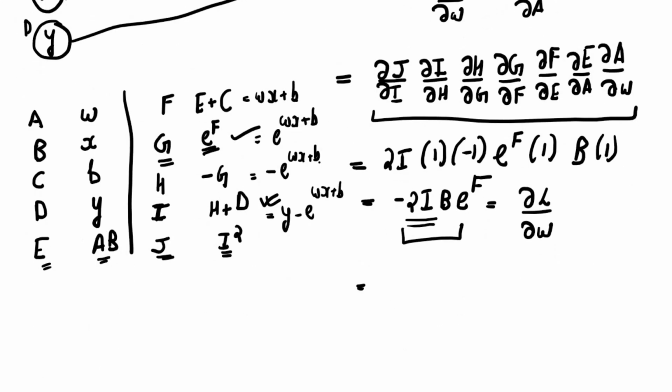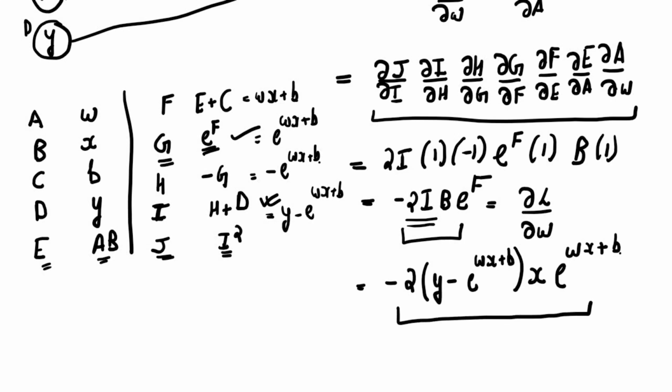The negative sign will remain as it is, and twice will be there. I take the value of I, which is y minus e raised to wx plus b. This is understandable. B is equivalent to x, and e raised to F is something which is over here, so it will be equal to e raised to wx plus b. So this is the gradient of loss with respect to W that I am getting.